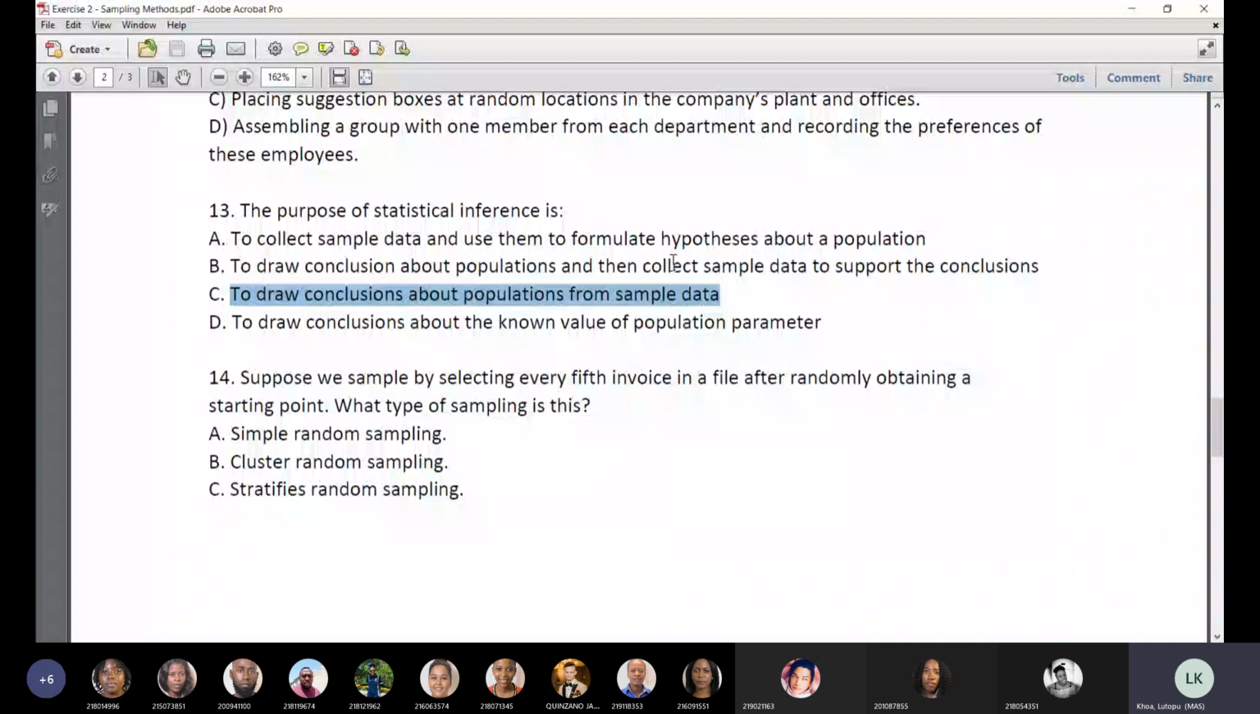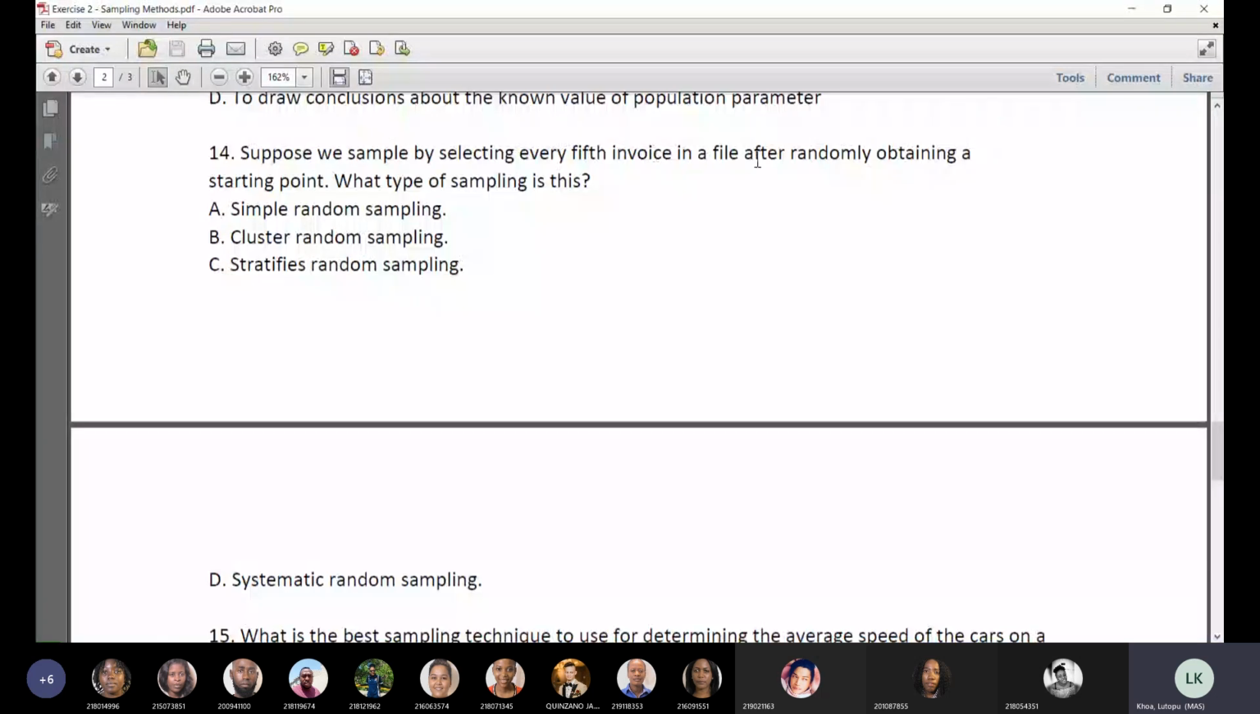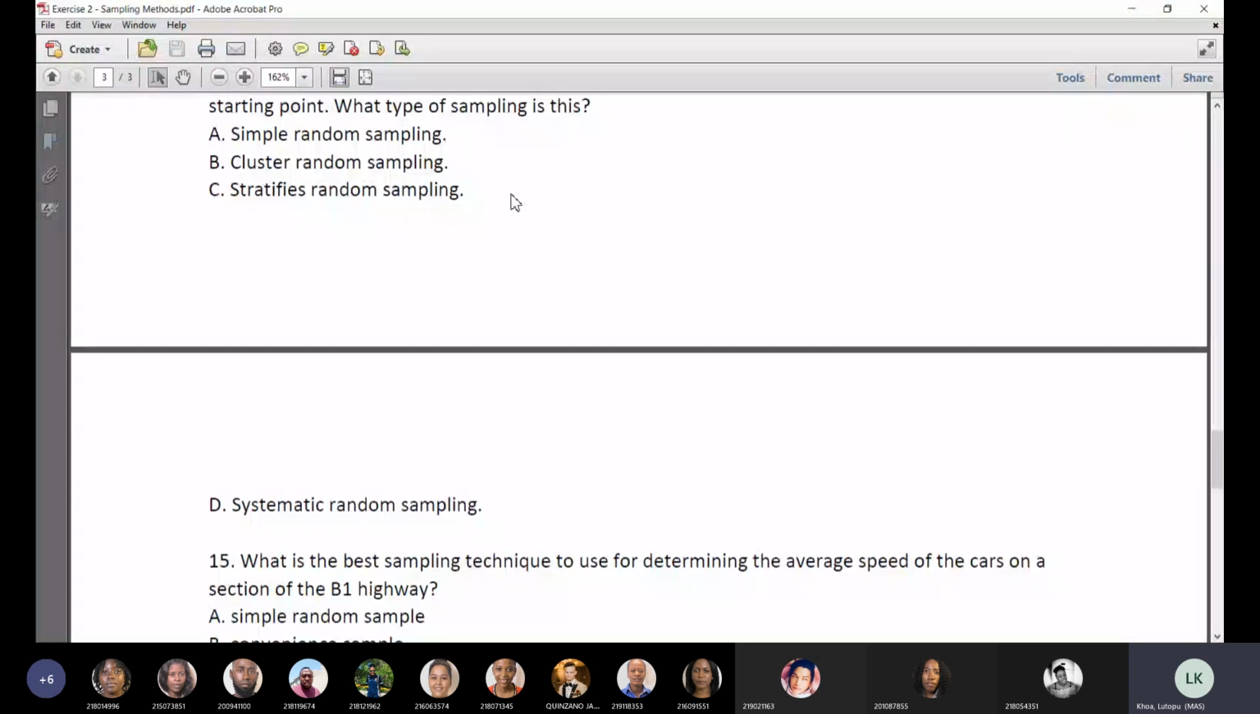Then number 14, suppose we sample by selecting every fifth invoice in a file after randomly obtaining. I think this is repeated. It's like one of the questions I answered already. So this one is systematic, because like I said, you have a system or a way that you are selecting an element to be part of your sample.